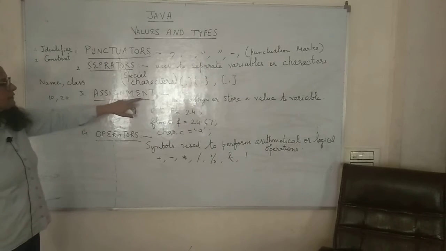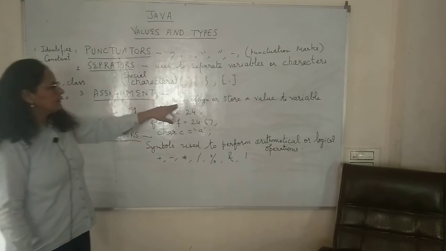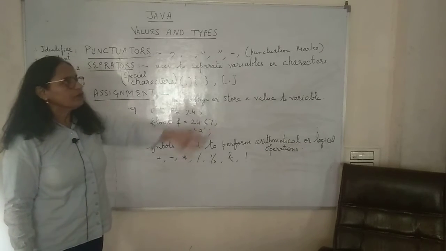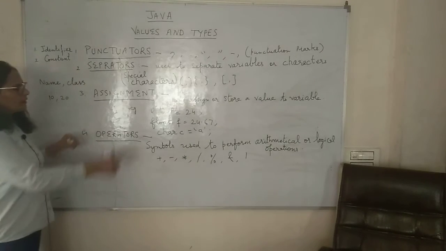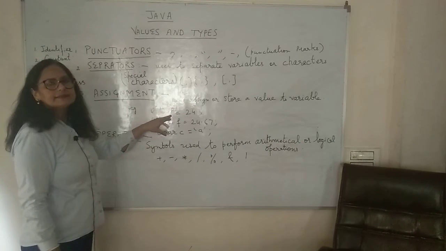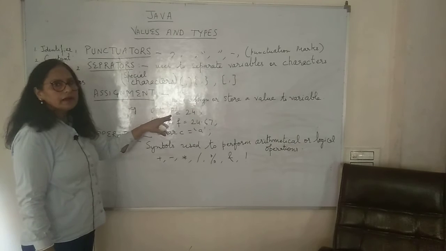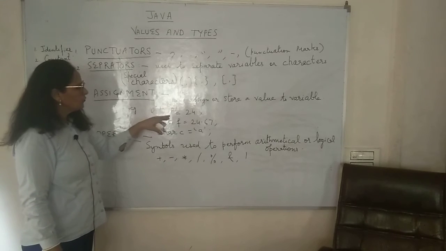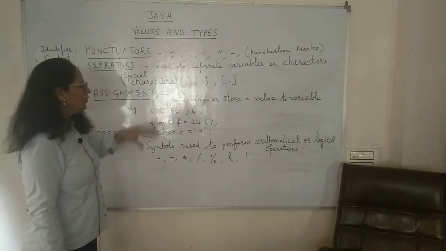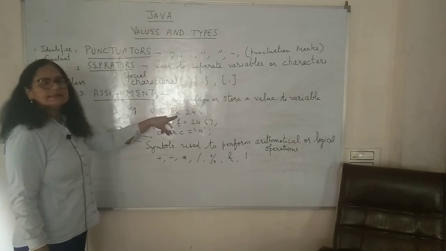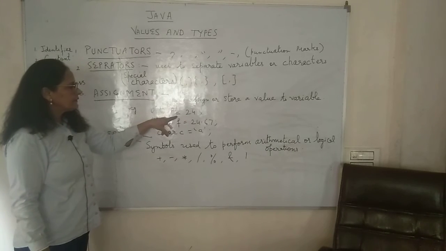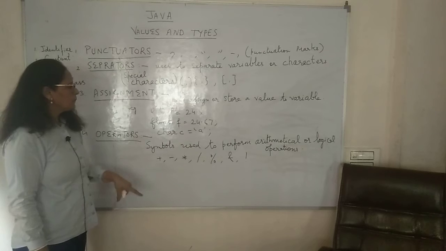Third is assignments. Assignment is the equal to sign. This assigns or stores a value to the variable. So for example, int p is equal to 24. So p here is the variable name or identifier, and int is the data type of this variable, and 24 is the constant or value stored in this particular variable. And there is an assignment operator in between the variable and the constant, and this is known as the assignment operator.